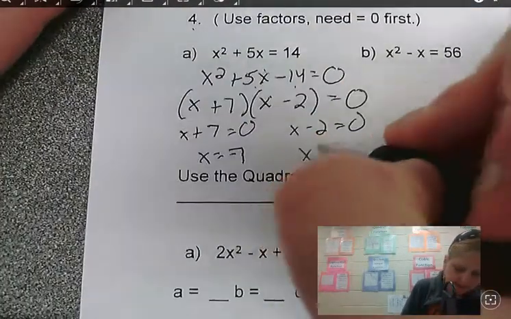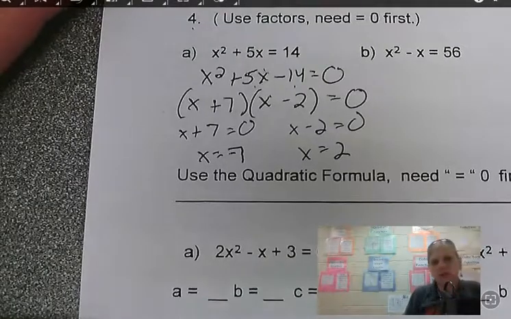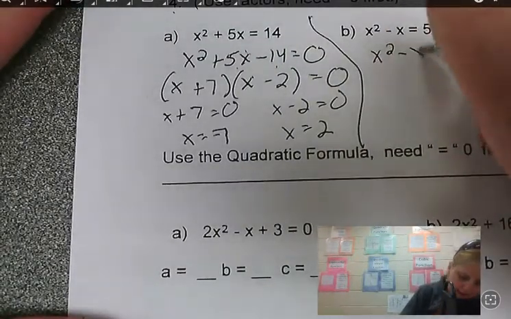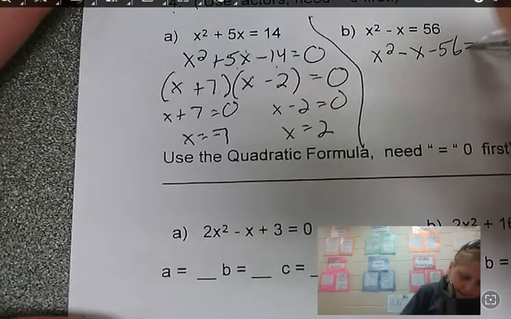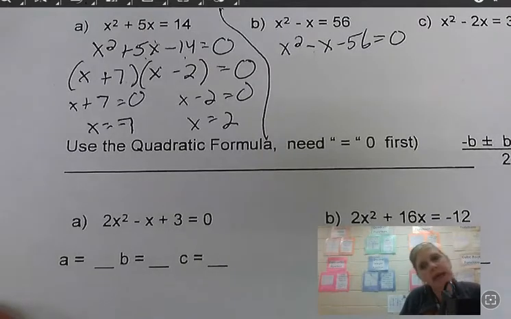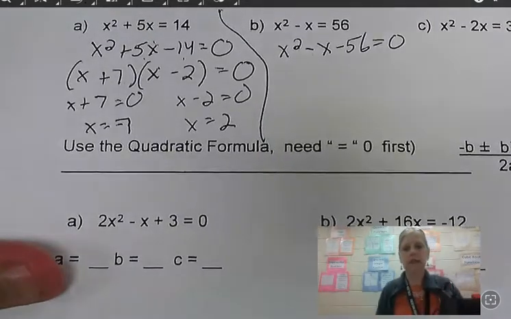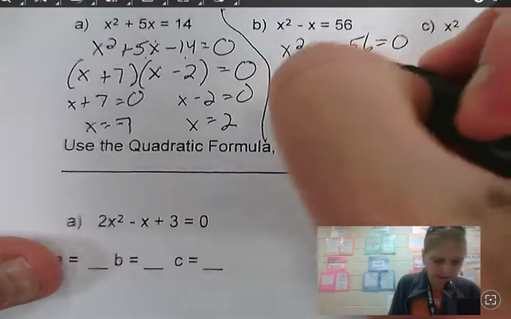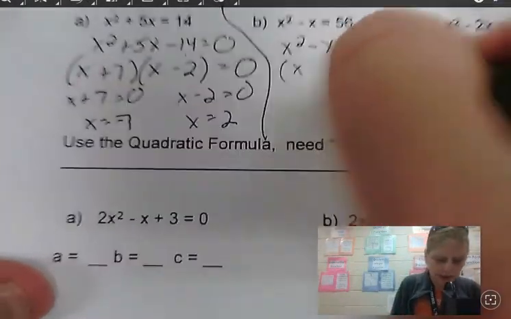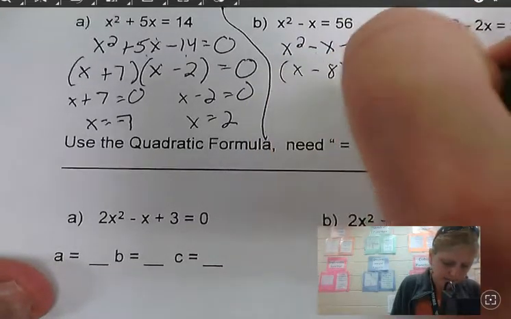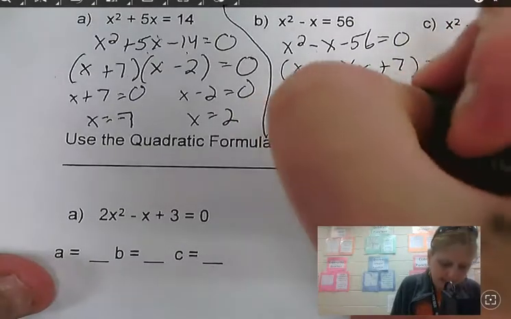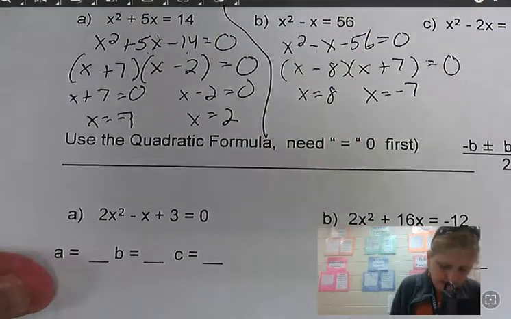X equals negative 7. X equals 2. Letter B, x squared minus x minus 56 equals 0. I go ahead and factor this. (x minus 8)(x plus 7). So I get x equals 8, x equals negative 7.